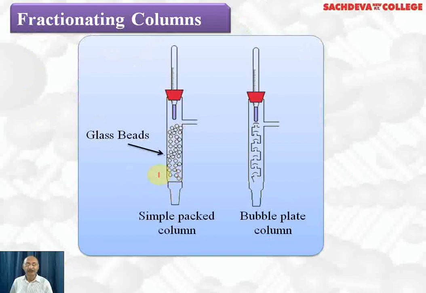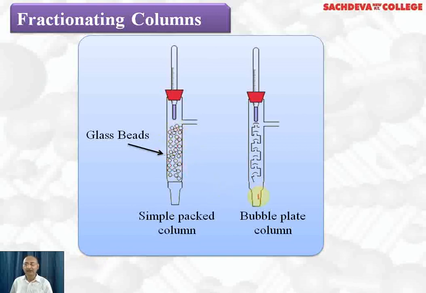Here we are showing you two types of fractionating column. The first one is packed with glass beads. These glass beads create obstruction, and only the liquid having the lower boiling point is able to reach the thermometer. The other gets condensed and comes back. After all the vapors of the lower boiling fraction are gone, only the other liquid, which has a higher boiling point, will start rising up and reach the thermometer.